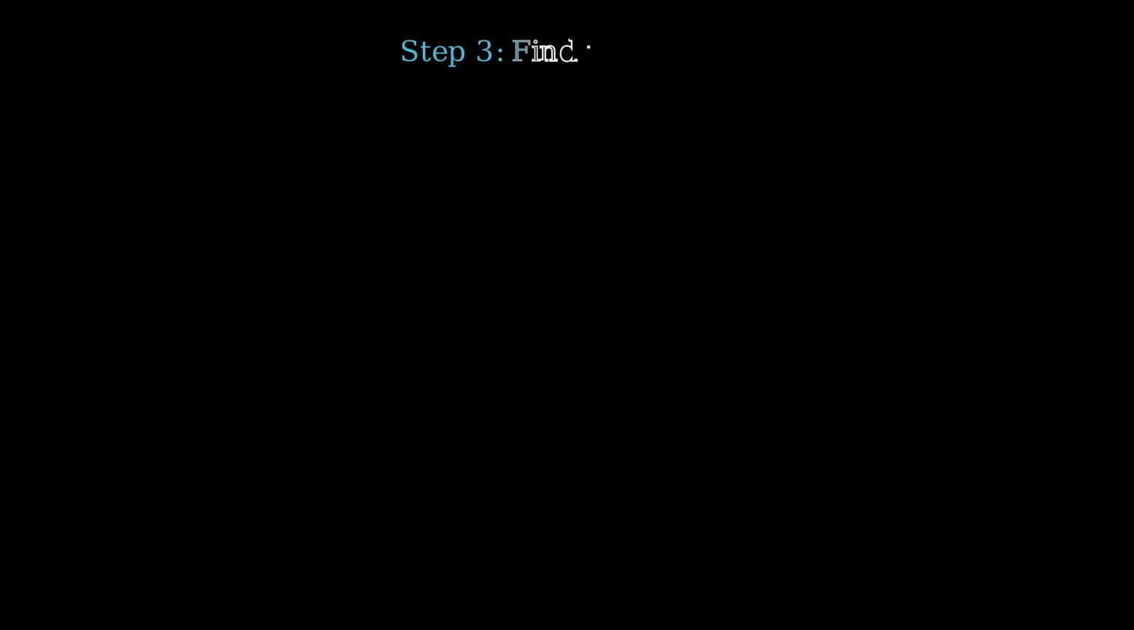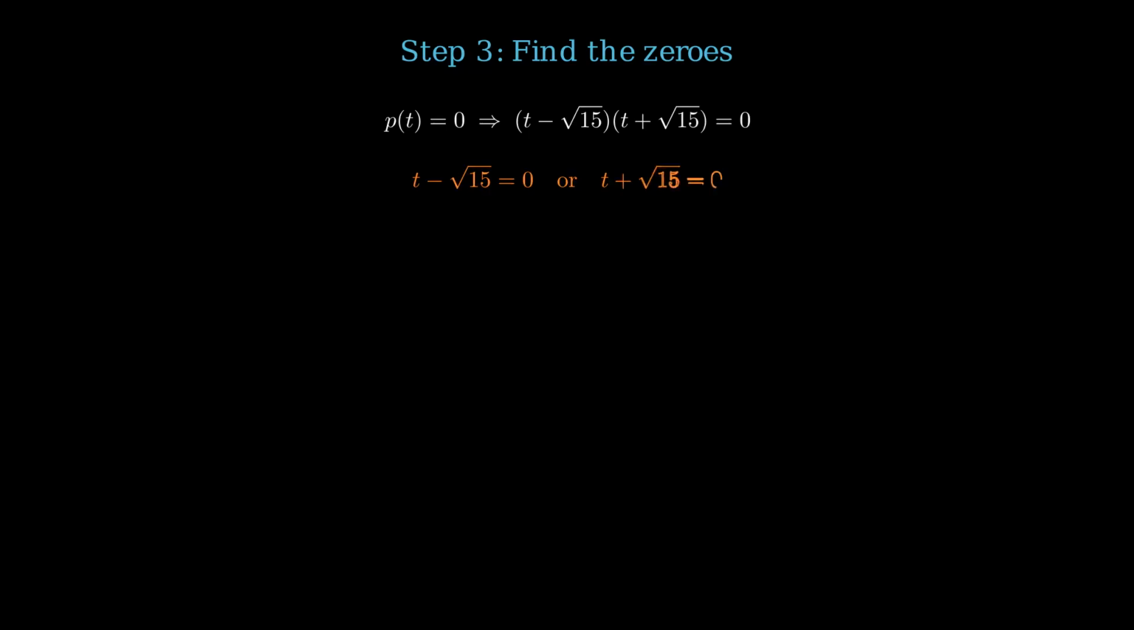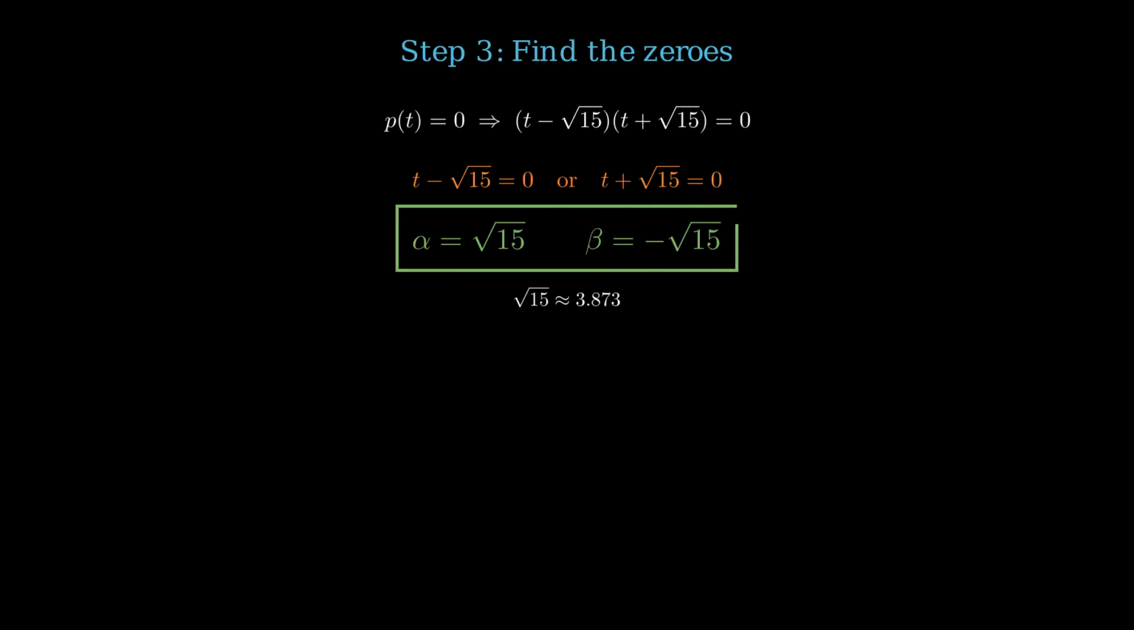Step 3. Find the zeros. Setting each factor to 0, t minus root 15 equals 0 gives alpha equals root 15, and t plus root 15 equals 0 gives beta equals negative root 15. The two zeros are root 15 and negative root 15.